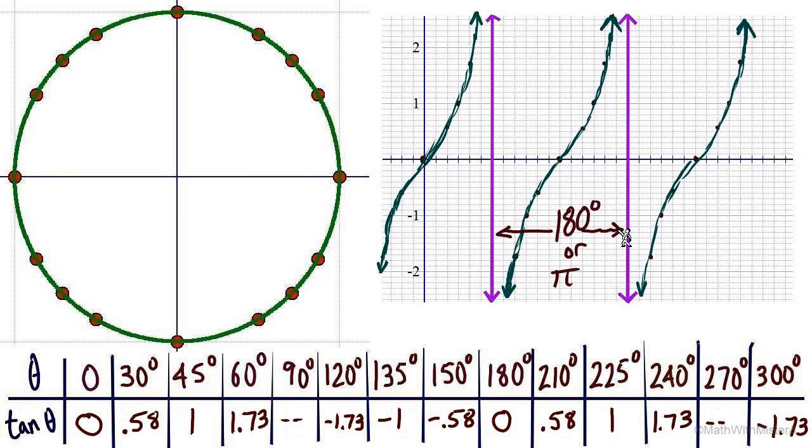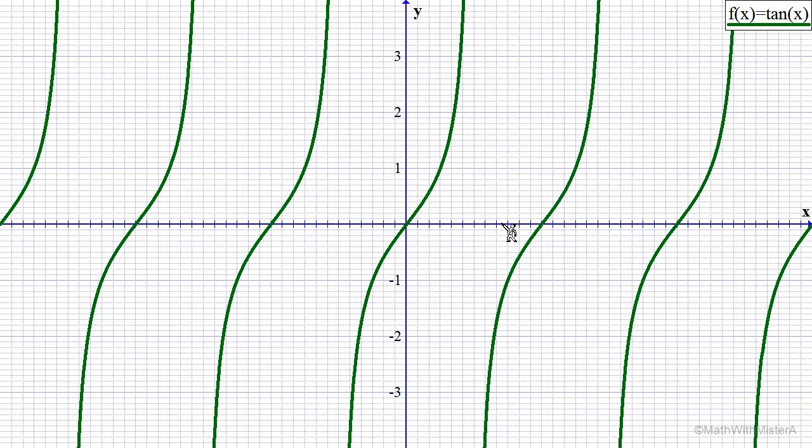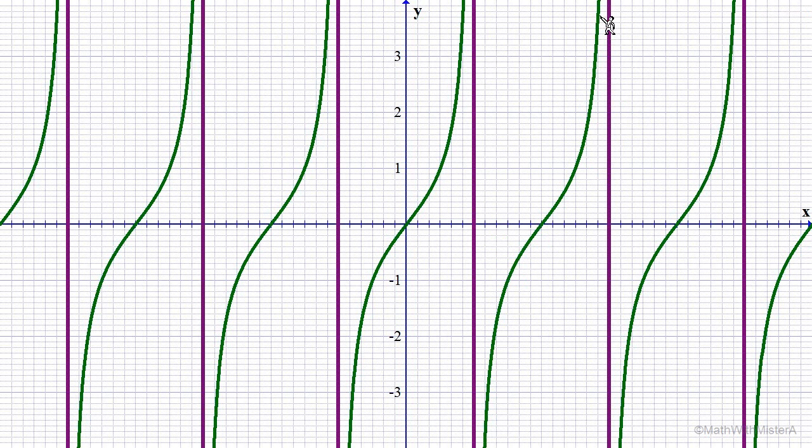So period is only 180 degrees, and we could even count it. There's 30, 60, 90, 120, 150, 180 degrees, or pi radians. So it's important for us to know that the period for tangent function is only 180 degrees, or pi radians. For cosine and sine, it was 360 degrees, or 2 pi radians. So let's take a look at the computer-generated tangent graph, and there it is. The asymptotes are not put there for us. We could put those in just to really indicate where we have our period and where we have these values that are not allowed.